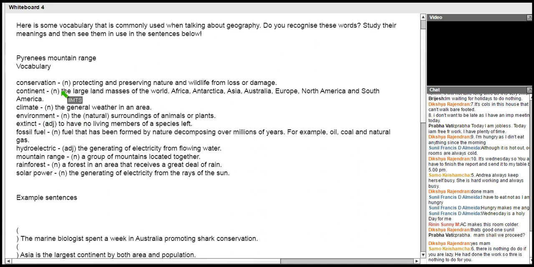Now, climate: the general weather in an area. Environment: the natural surroundings of animals or plants, right? And if I say something is extinct, like the dodo is an extinct bird, and it was found in New Zealand, I guess, right?